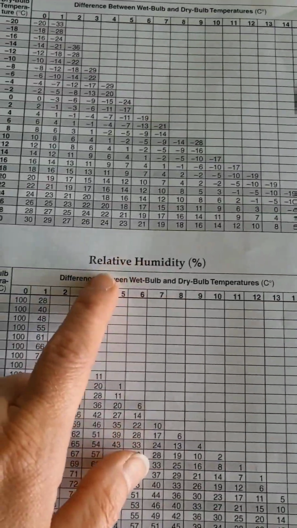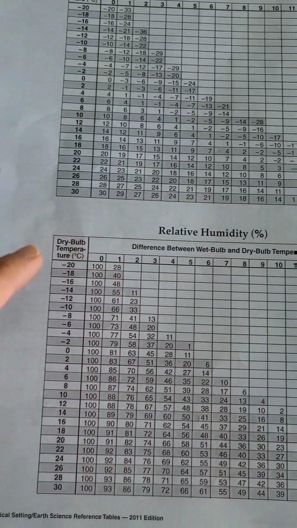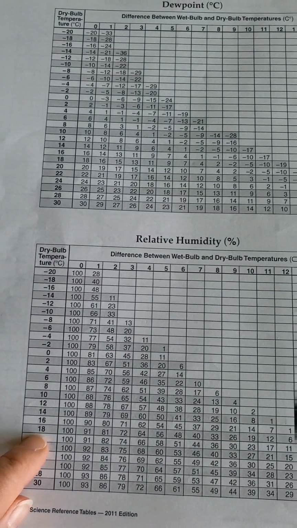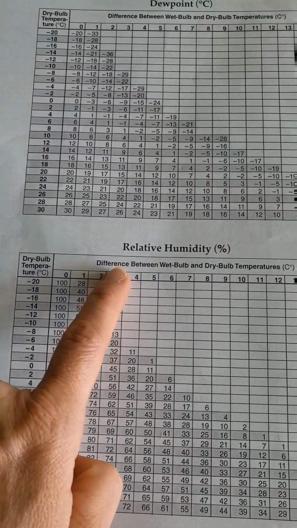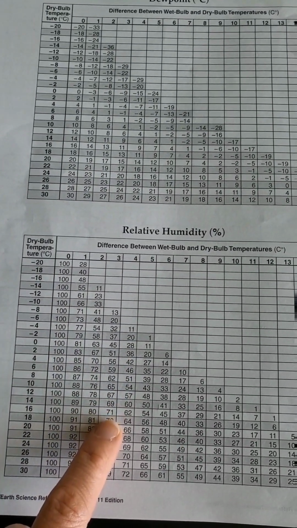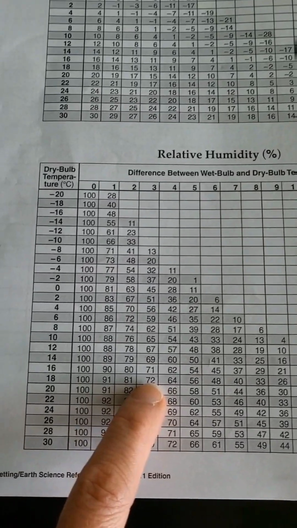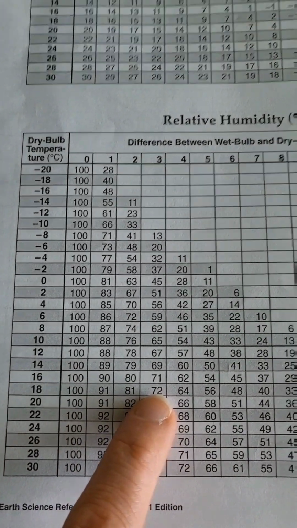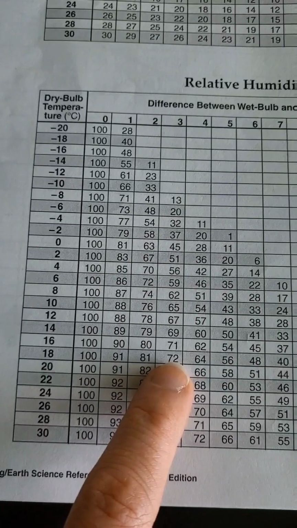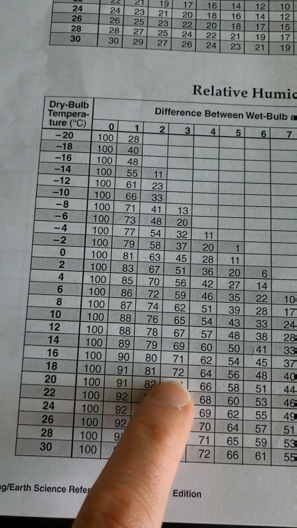So let's look at the relative humidity again. Same numbers. Okay, it was 18 degrees Celsius, and the wet bulb was 3 degrees cooler than that at 15 degrees. So 3 degrees cooler, 18. The relative humidity in this room is 72%. 72% humidity. But here's the thing, remember, the capacity of the air depends on the temperature.